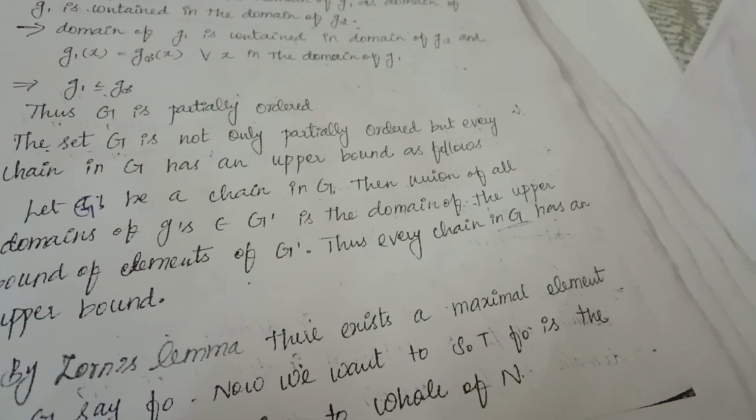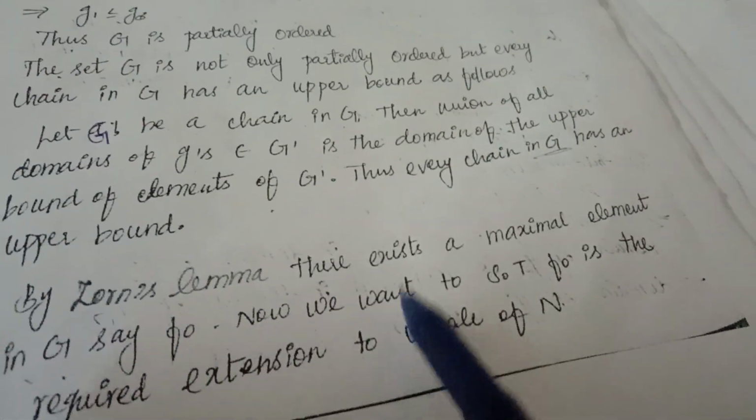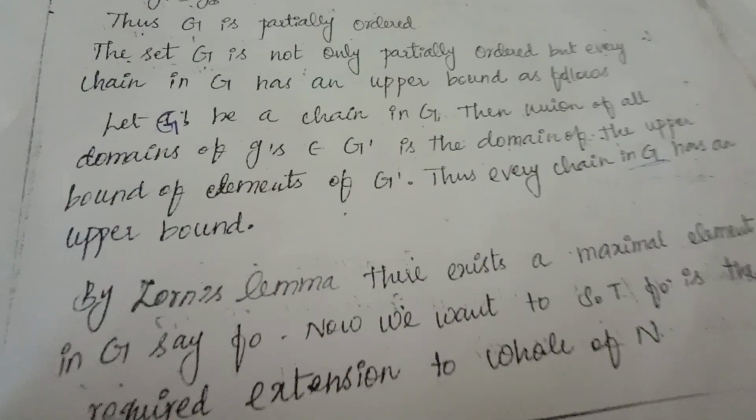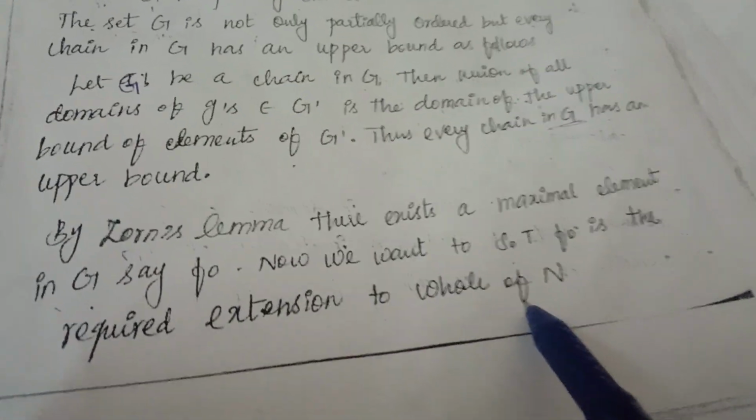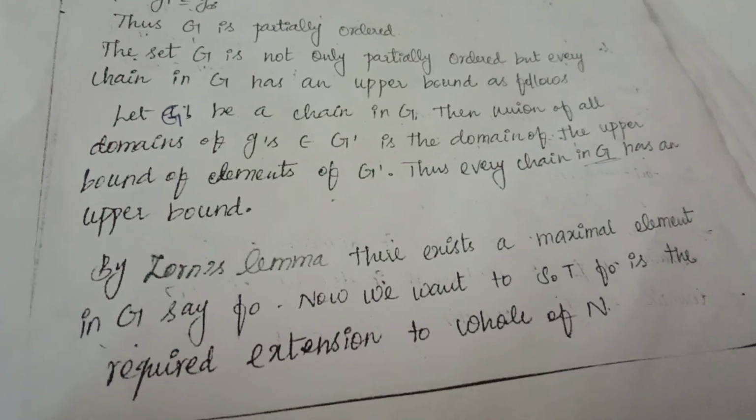Say F naught is the maximal element. Now we want to show that F naught is the required extension to the whole space N. We have to show that the maximal element is the required extension to the whole space N.